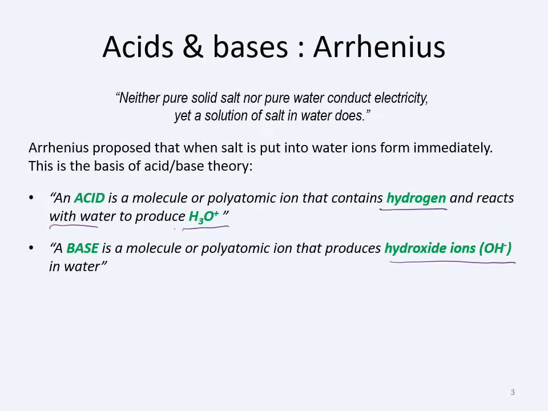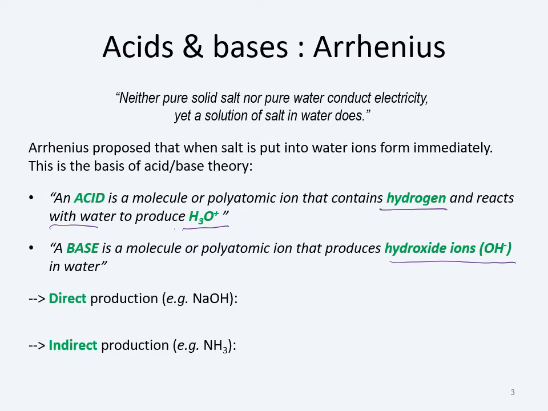But in his case, he focused on water as a solvent, and of course that's not the only thing we can have. Under Arrhenius's definition, you could have direct production, so that would be NaOH. NaOH is going to dissociate by itself, in an equilibrium that lies heavily to the right hand side, in water to form Na+(aq) and OH-, and it's the OH- that he would have required for it to be a base, so therefore it's a base because of the OH-.